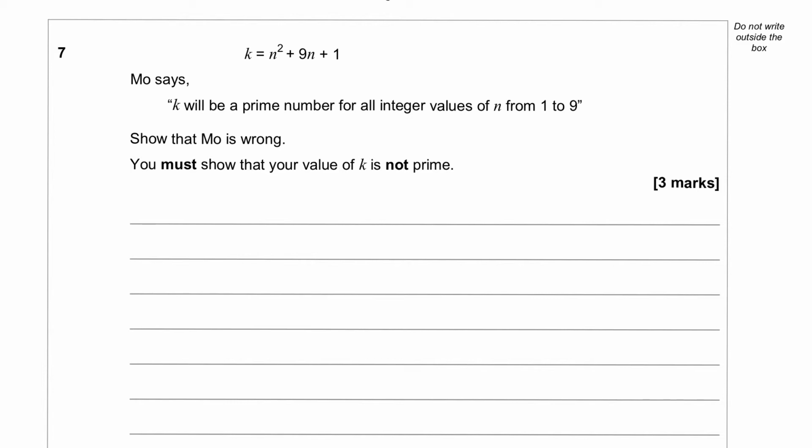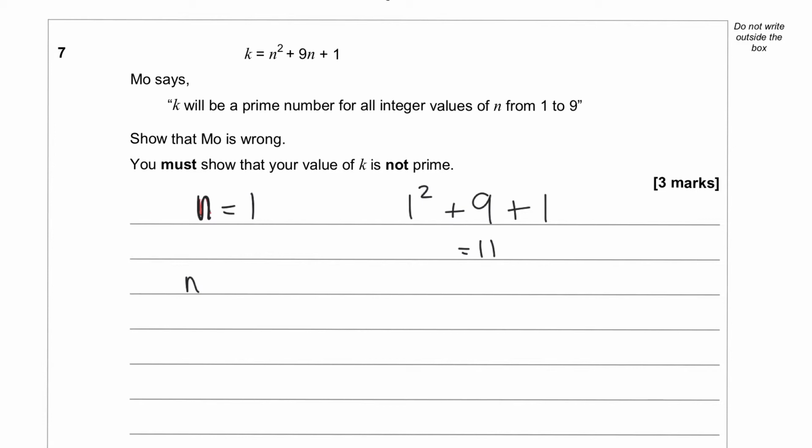We know that for all integers between 1 and 9, let's have a look. Let's test with 1 first. I need to go back to black. When n is equal to 1, you're going to have 1 squared plus 9 times 1 plus 1. 1 squared is just 1, 1 plus 9 is 10, and then plus 1 is 11. So for that point, it is a prime number because we know 11 is a prime number.